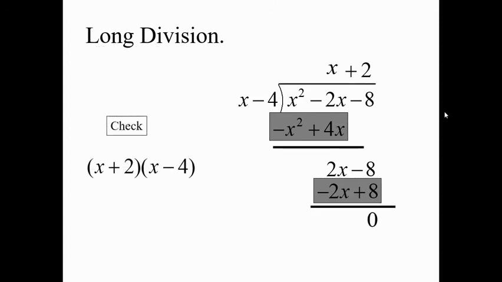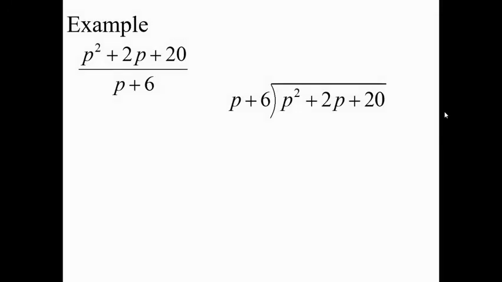Okay? We can check these by taking x plus 2 and x minus 4, FOILing them out, and you'll see that we have the original number that we were dividing, x squared minus 2x minus 8. All right, let's take a look at this example, because this example is going to be a little different.